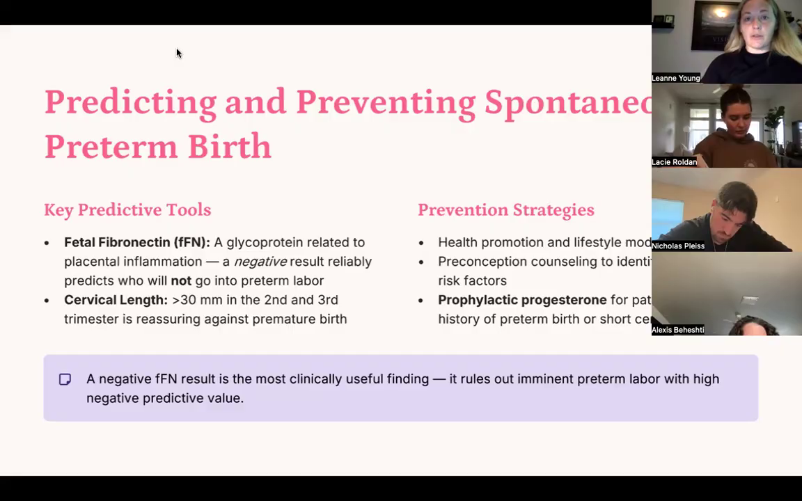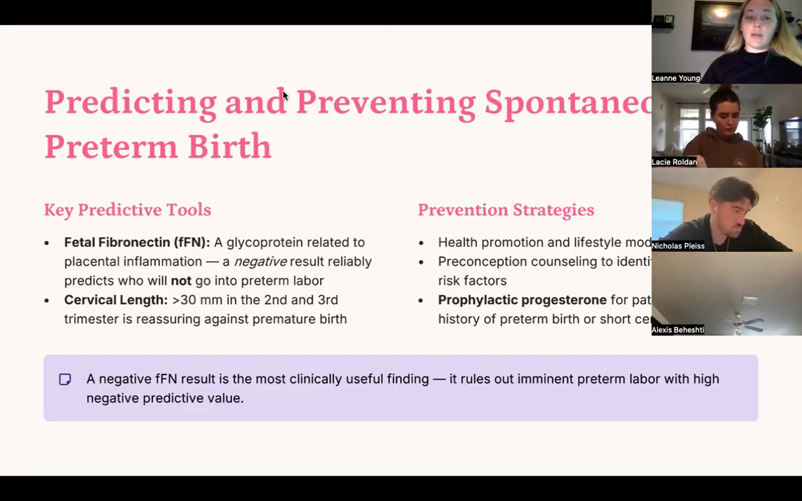It is done via transvaginal ultrasound. They go in and they measure cervical length. Greater than 30 millimeters in the second and third trimester is reassuring against premature birth. A lot of the time we do a cervical length, usually at the anatomy scan, which is usually around 20 weeks, whenever they do the full anatomy scan of a fetus. But sometimes if moms have a history of preterm deliveries, they may do it earlier, they may do it a little bit later. It just depends on what mom's signs and symptoms are, how she's doing, and how the pregnancy is progressing.